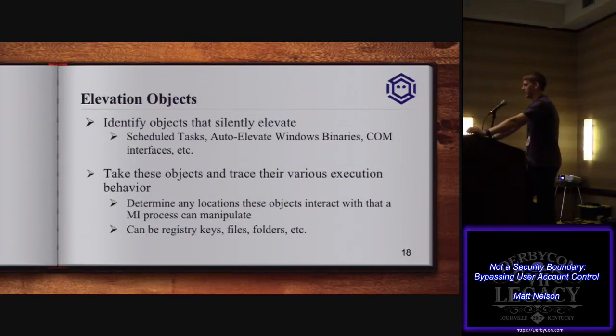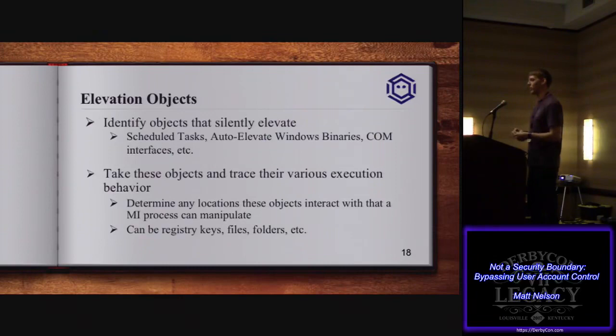So elevation objects have been around for as long as, probably way before I was even born. Finding bypasses typically involves finding some sort of object that elevates silently and then abusing that object to get your own code to run. So in Windows, there are a bunch of processes that are set to auto elevate silently. And this really only applies to that default UAC setting, right?